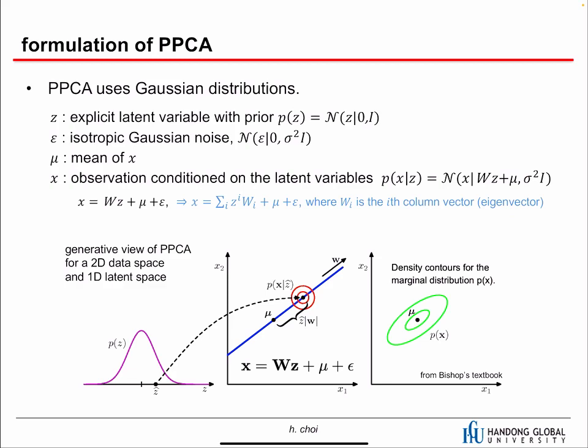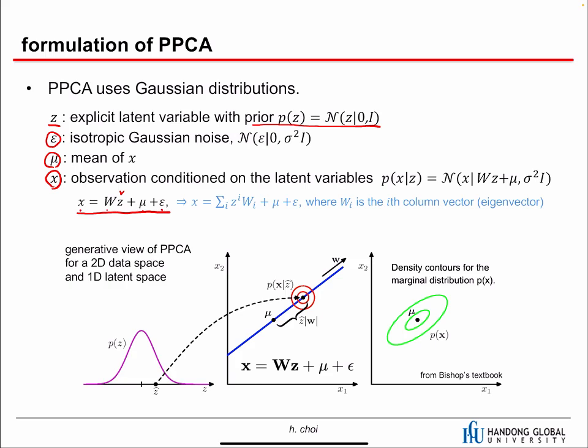Basically, PPCA uses Gaussian distributions, and we have Z. Z is an explicit latent variable with a prior distribution, like this. And we have noise with isotropic Gaussian variance, and we have a mean and observation. So basically, we have an equation like this. Z is given, then with W and mu and epsilon, we can generate X.